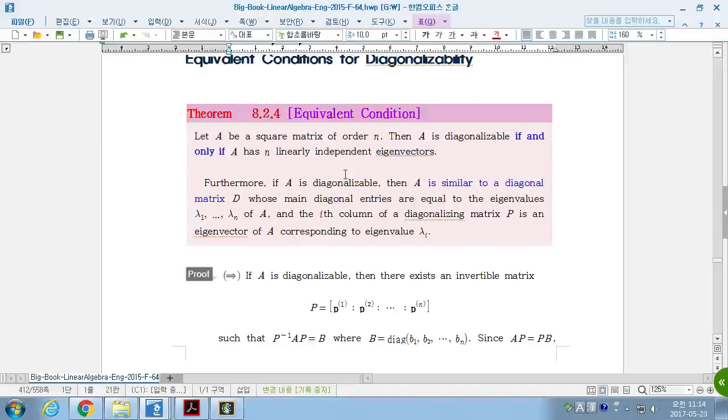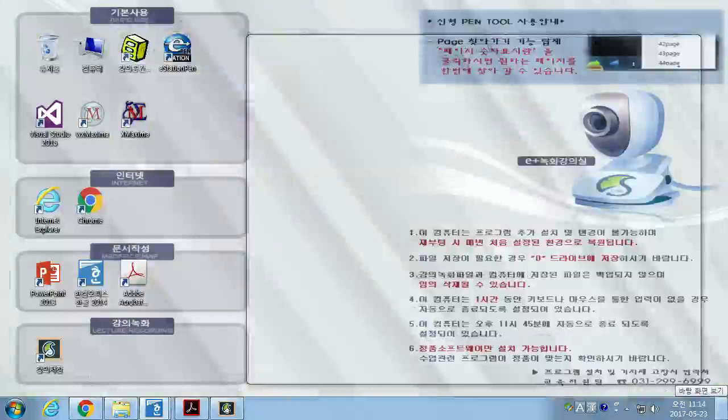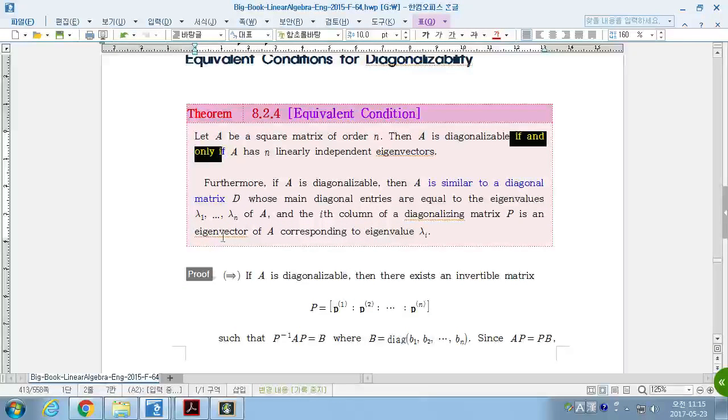Here is an equivalent condition for diagonalizability. Let A be a square matrix of order n. A is diagonalizable if and only if A has n linearly independent eigenvectors. This is very important. If and only if. That's it. So if you want to show a matrix is diagonalizable, all you have to do is just find n linearly independent eigenvectors.